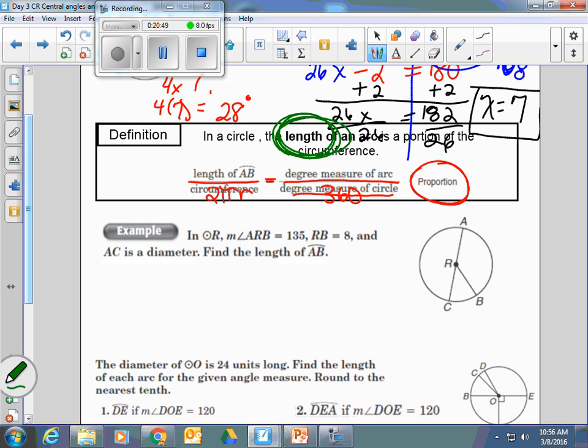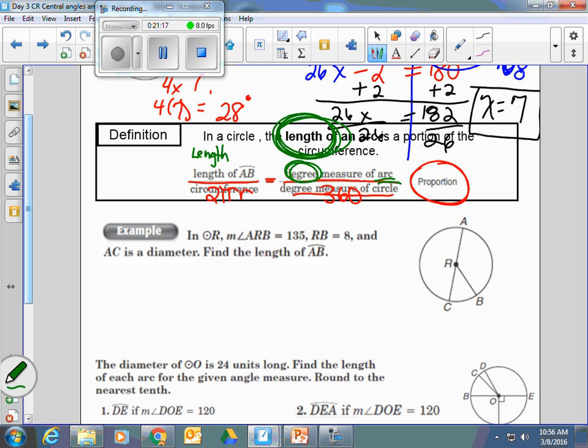Circle the word length, really big. When you see that word length, you're going to set up this formula. Right here at the top, this is the length. This is like I'm measuring with a ruler. Over here are the degrees. That's what we just did. How big is an arc? What is the measurement? This is talking about the degree of the arc, like what we just did.